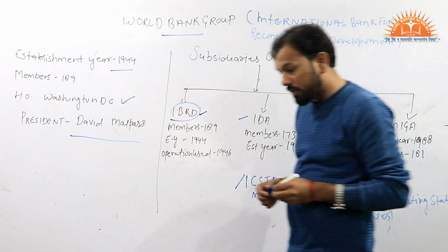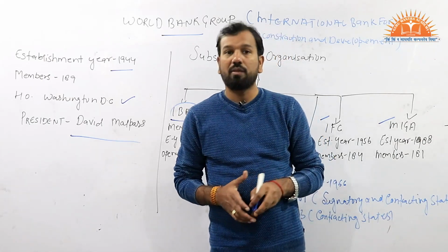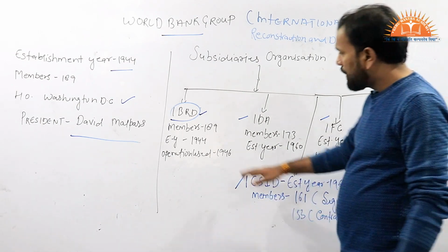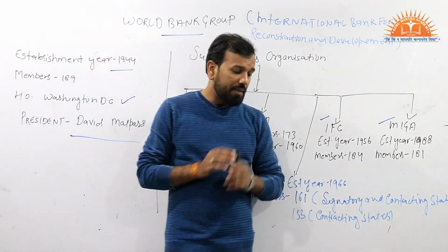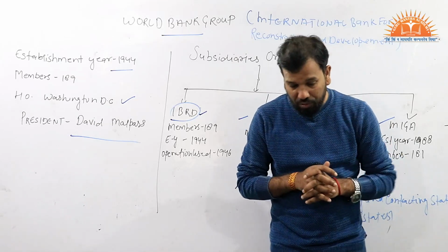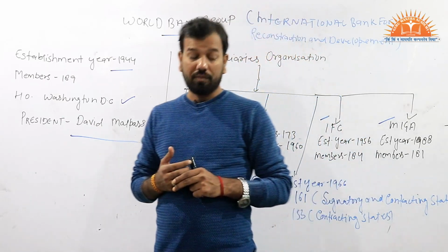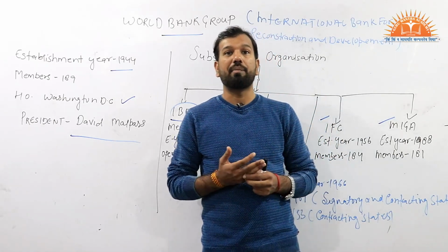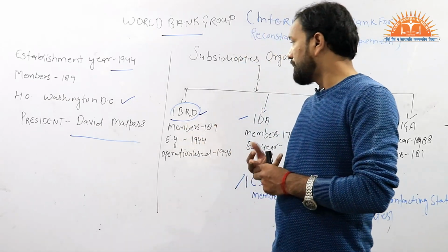IBRD was the first subsidiary organization, which was founded in 1944, and it started working in 1946. And what are the objectives and functions of the IBRD? IBRD provided loans to those countries which were affected by World War II. As we know, World War II was started in 1939. Due to the war, and before that, most countries were facing the Great Depression in their economies, so we required some monetary organizations. So we founded the IBRD.